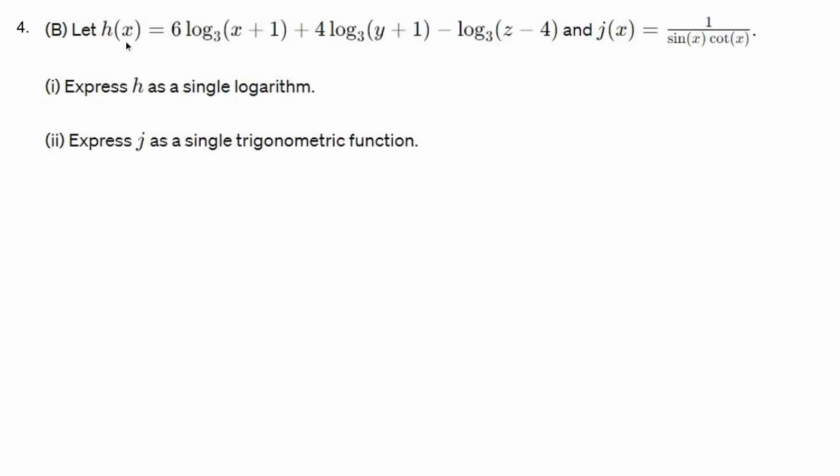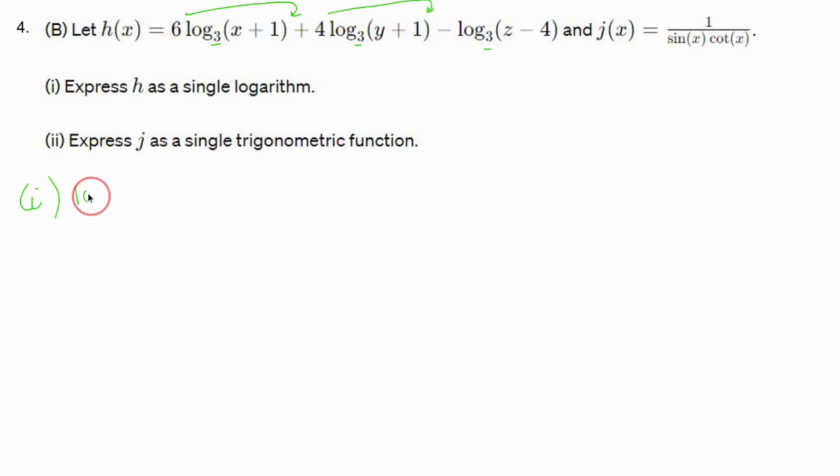All right, so what we have is h of x equals 6 log base 3 of x plus 1, plus 4 log base 3 of y plus 1, minus log base 3 of z minus 4, and j of x is some trig-looking thing. One says express h as a single logarithm. Ooh, I like these. Whenever you're adding and subtracting logs of the same base, which, by the way, we are, step one that you always want to do is deal with the coefficients. If you have a coefficient, you can simplify that by making it an exponent.